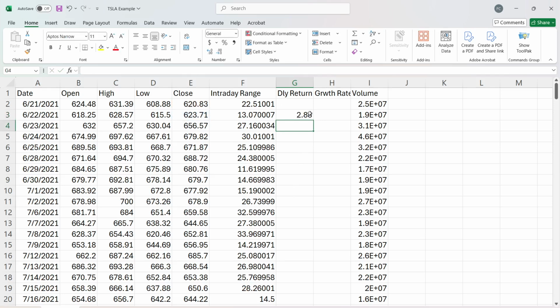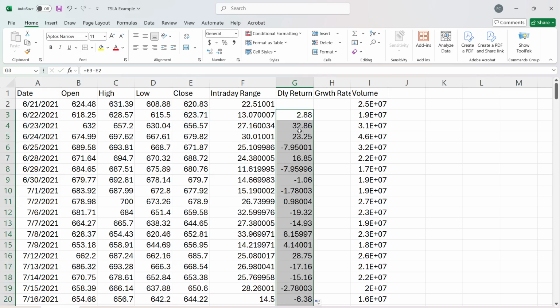Boom, $2.88. I'll go ahead and double click over here to send that all the way down to the bottom. And I see, in fact, that this is not like the intraday range where I have strictly positive numbers. That makes sense. The high is always going to be at least as large as the low. The daily return is, on occasion, negative.